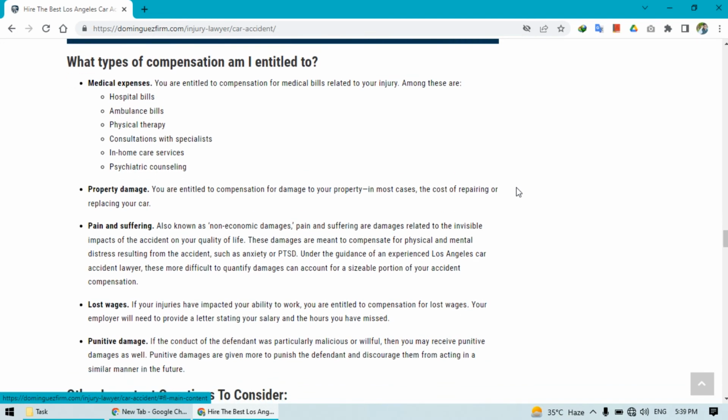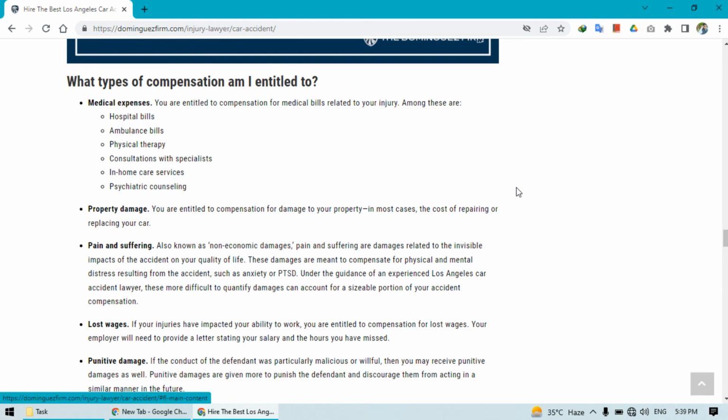Pain and suffering, also known as non-economic damages. Pain and suffering are damages related to the invisible impact of the accident on your quality of life. These damages are meant to compensate for physical and mental distress resulting from the accident, such as anxiety or PTSD. Under the guidance of an experienced Los Angeles car accident lawyer, these more difficult to qualify damages can account for a reasonable portion of your accident compensation.